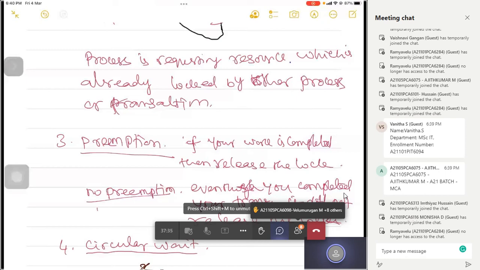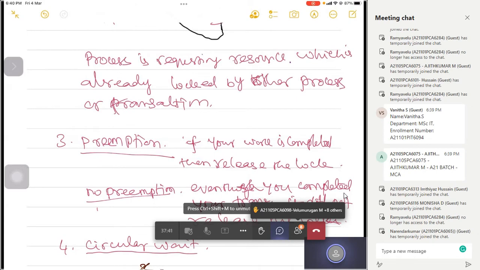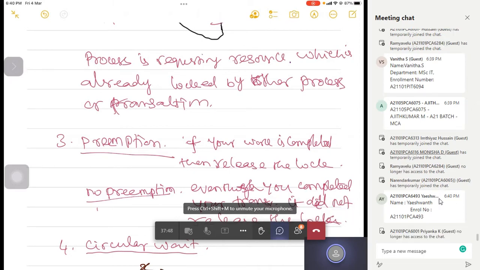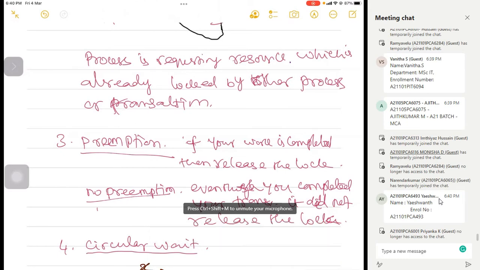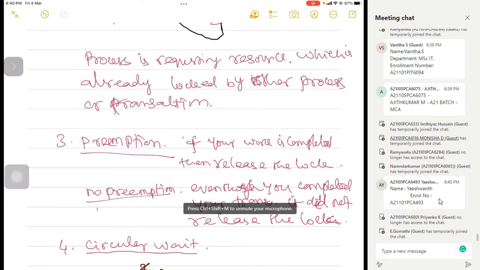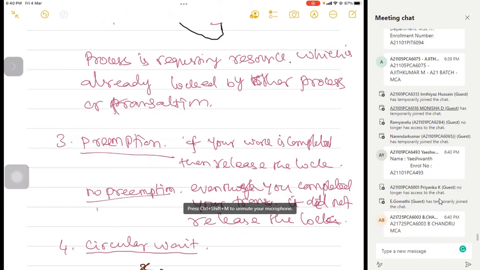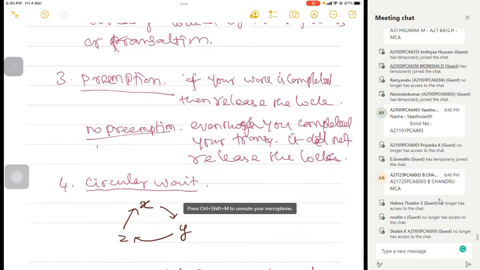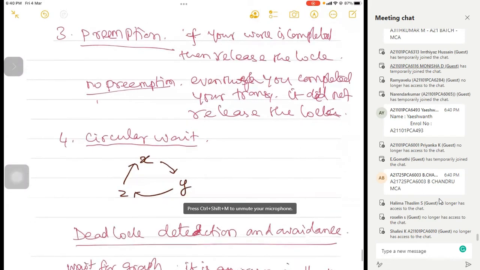One more thing is preemption and no preemption. If your work is completed, then release the lock. That is preemption. No preemption is when, even though you completed your transaction, you did not release the lock. Once we have allotted resources to one process, even after he completes his job, he never releases them for others. That situation is the no preemption condition. That is also called a deadlock.